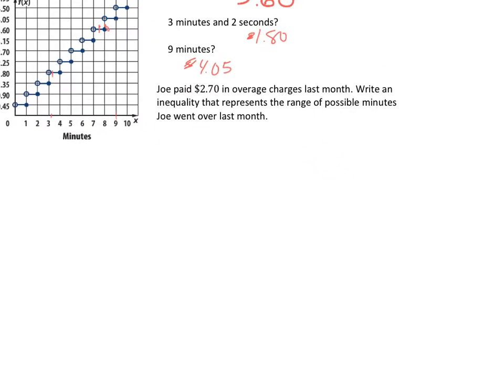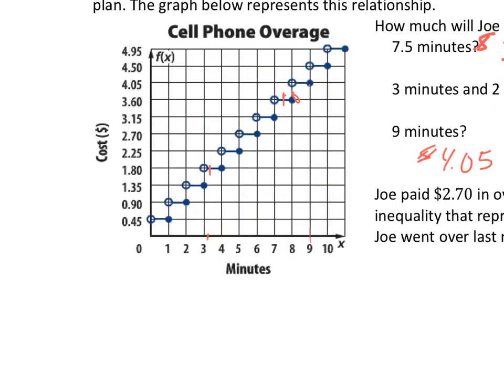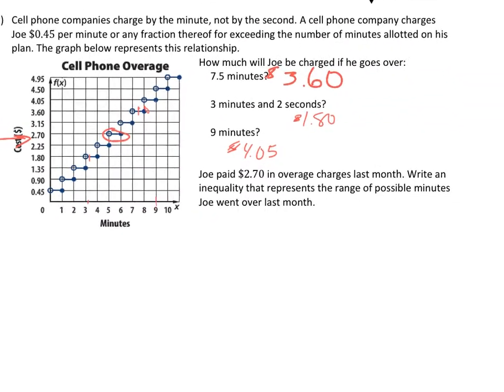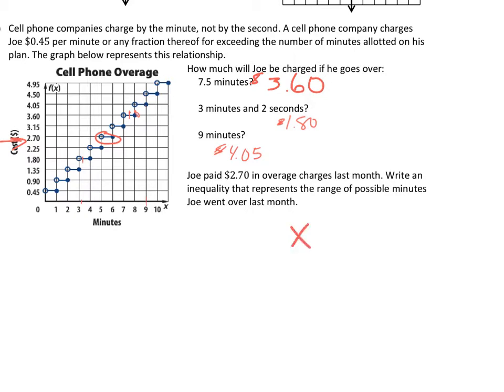All right, last one. Joe paid $2.70 in overage charges last month. Write an inequality that represents the range of possible minutes Joe went over last month. So if he paid an additional $2.70, we need to find where that is. Looks like it's in this range here. So let's say that X is the number of minutes. He had to have spoken on the phone for less than 6 minutes and greater than 5 minutes.